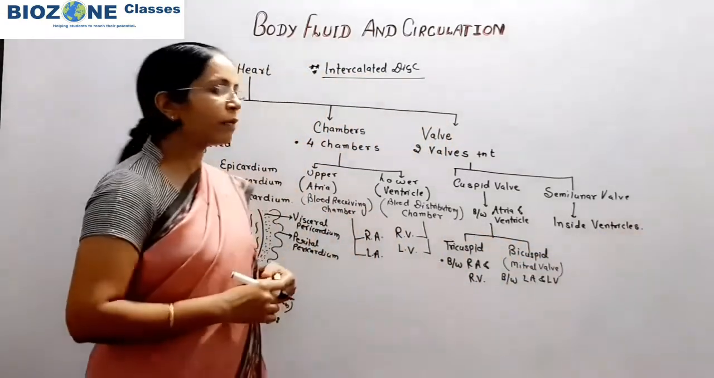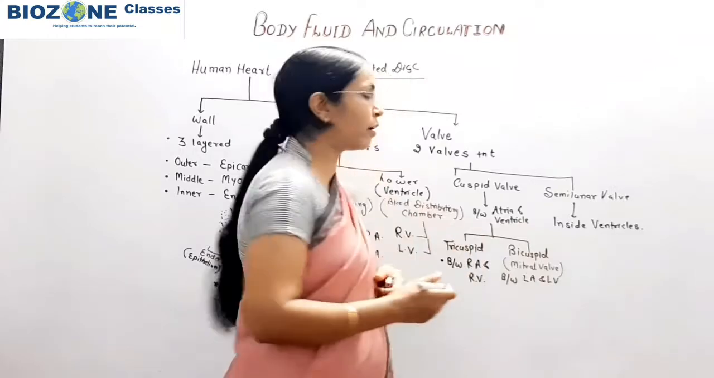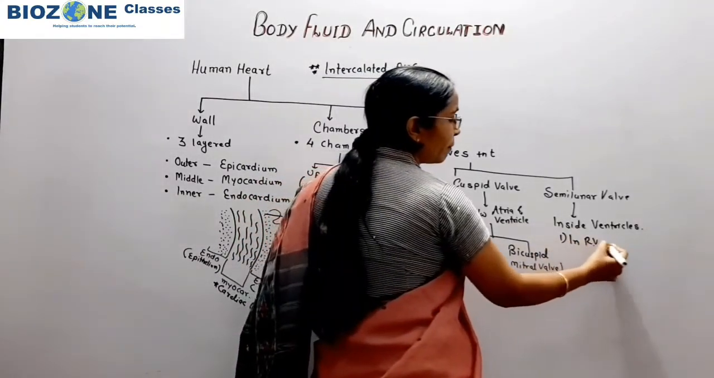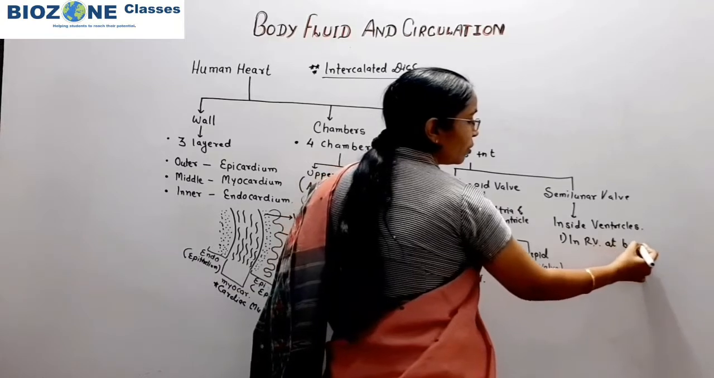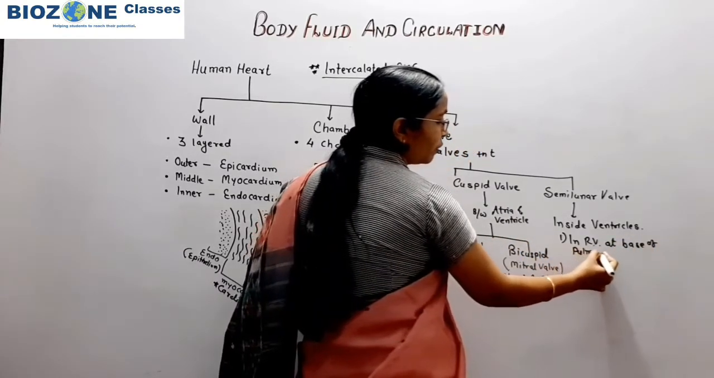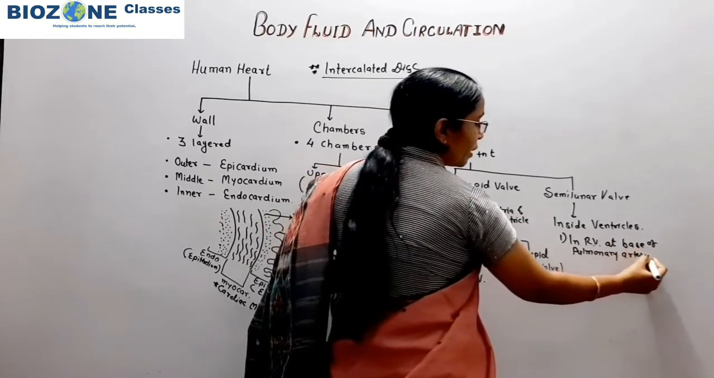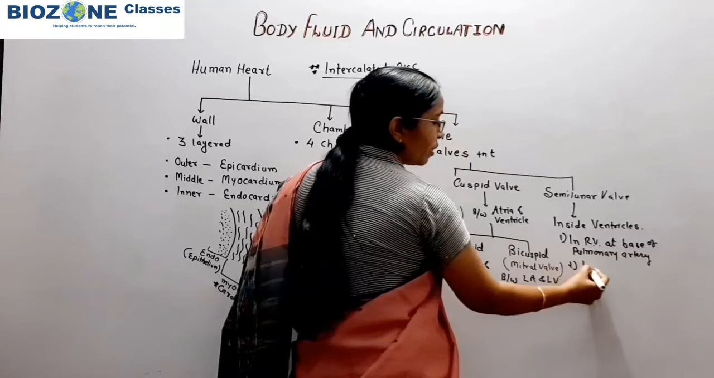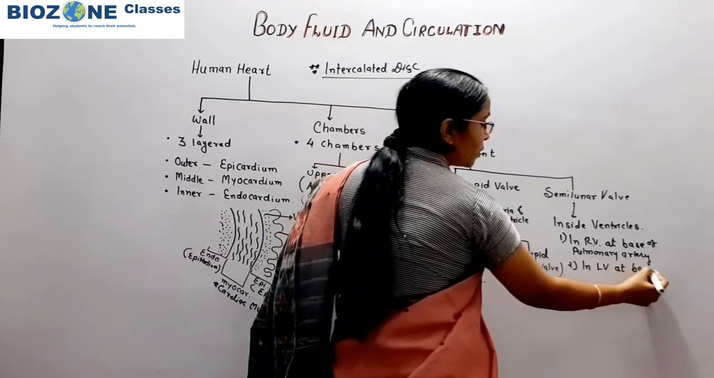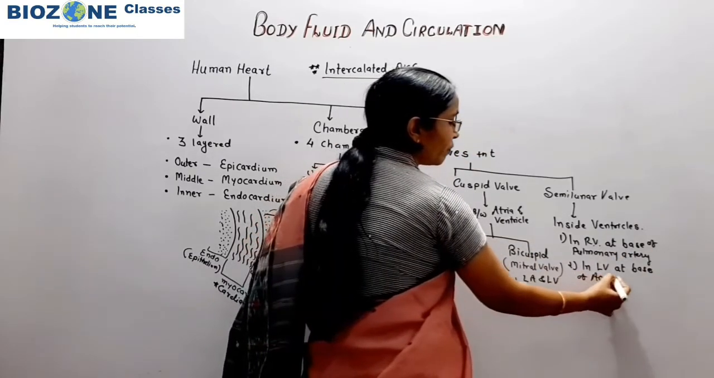Okay, so they are present in ventricle, that is right ventricle as well as left ventricle. In right ventricle, at the base of pulmonary artery they are present, and in left ventricle the semilunar valve is present at the base of aorta.